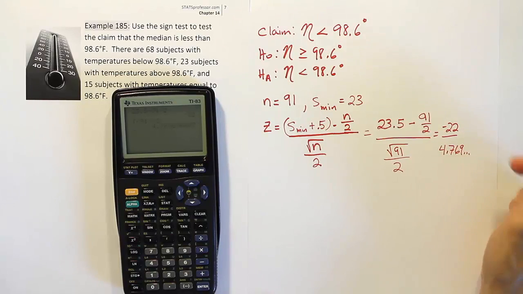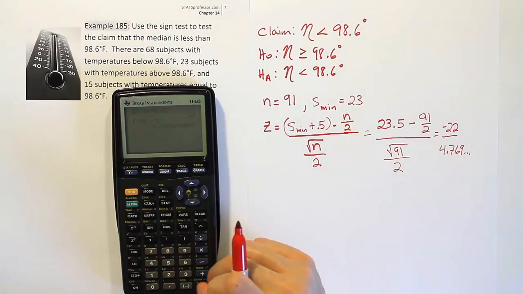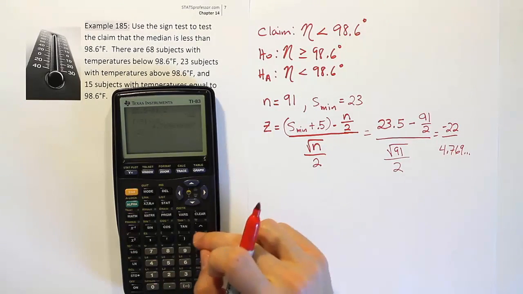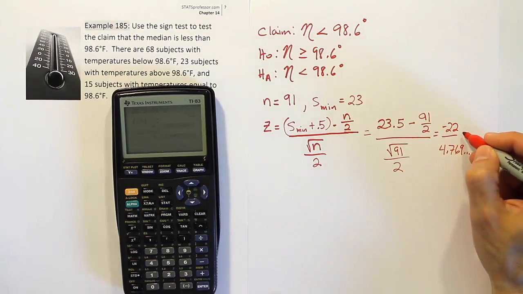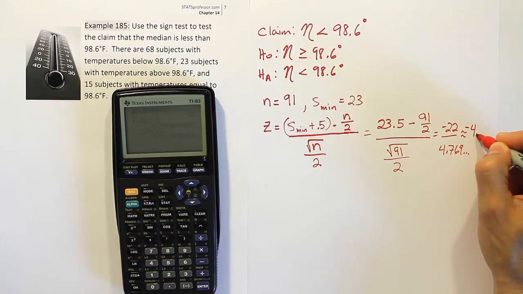4.769 dot, dot, dot. And then if we divide those two, we'll come up with our overall answer. So we're going to have minus 22 divided by the value that we see there. We end up with negative 4.61. I'm going to say this is approximately negative 4.61.